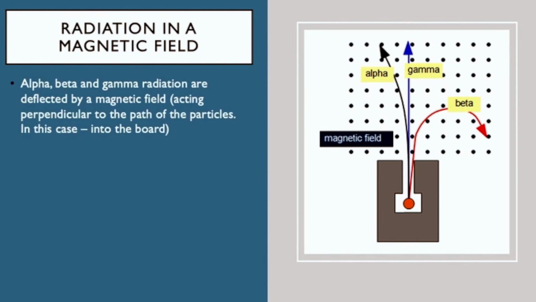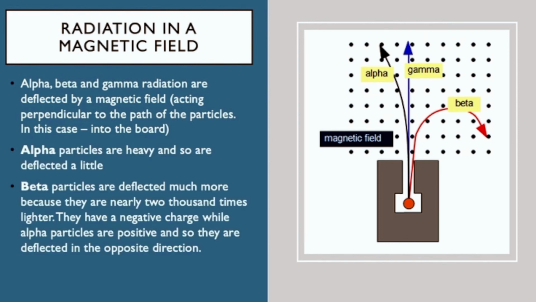So alpha, beta and gamma are deflected by a magnetic field. In this case, it's going into the board, acting perpendicular to the path of the particles. Alpha particles are heavy and so are deflected a little. Beta particles are deflected much more because they're nearly 2,000 times lighter. They have a negative charge while alpha particles are positive, and so they're deflected in the opposite direction. And gamma rays are not deflected at all because they have no charge.